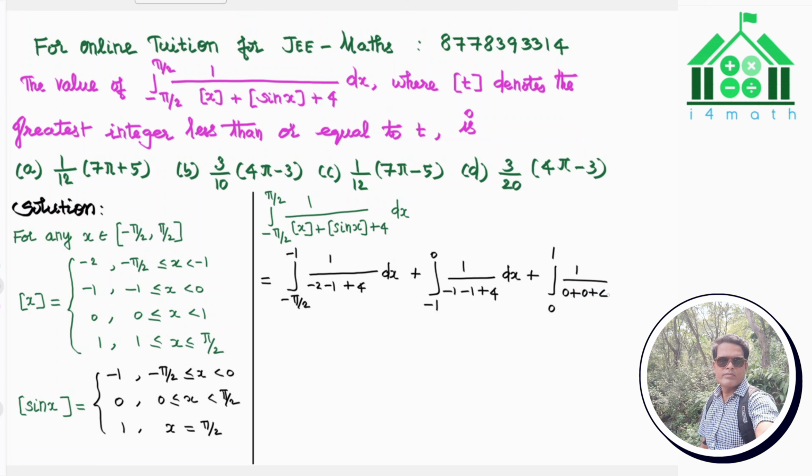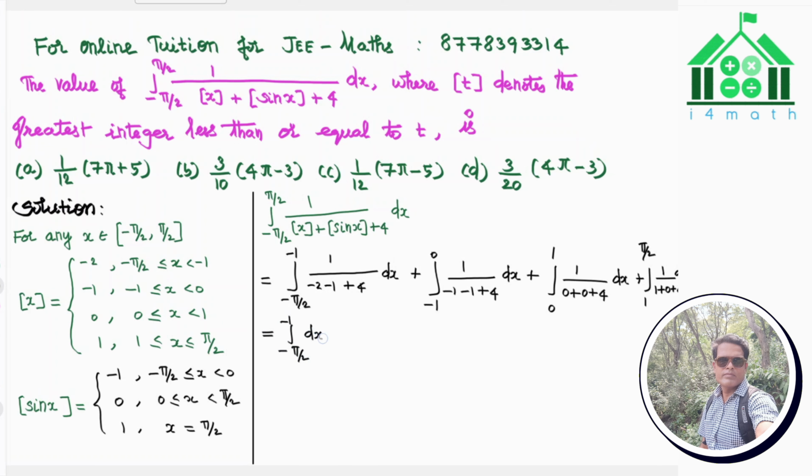plus integral 0 to 1, the greatest integer function of x is 0, greatest integer function of sin x is 0, and then plus 4 into dx, plus in the last interval 1 to pi by 2, the greatest integer function of x is 1, greatest integer function of sin x is 0, and then plus 4 into dx.